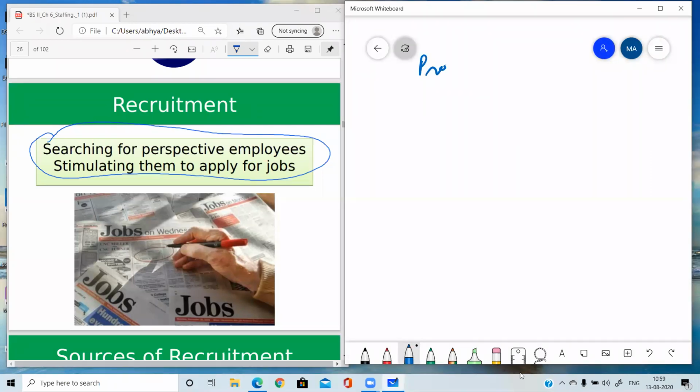Promotions. So what do you mean by promotion? You can tell me in the chat box. Many times you must have heard about promotion. Your father is promoted, your mother is promoted, elder brother or sister is promoted. So what does promotion mean? Please tell me. I am waiting for your answer, students.